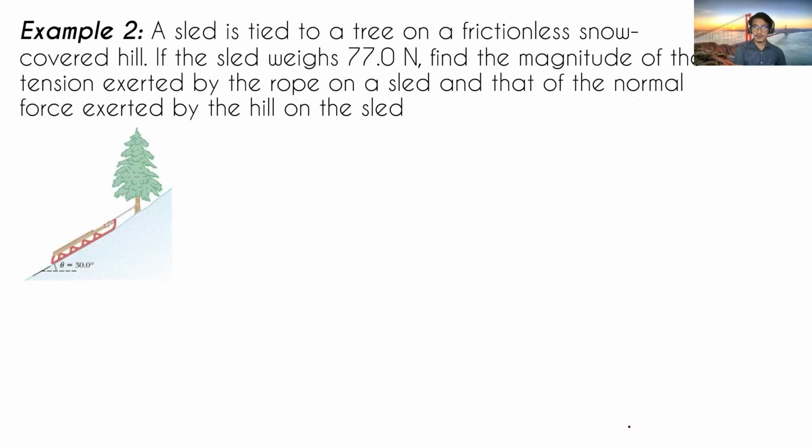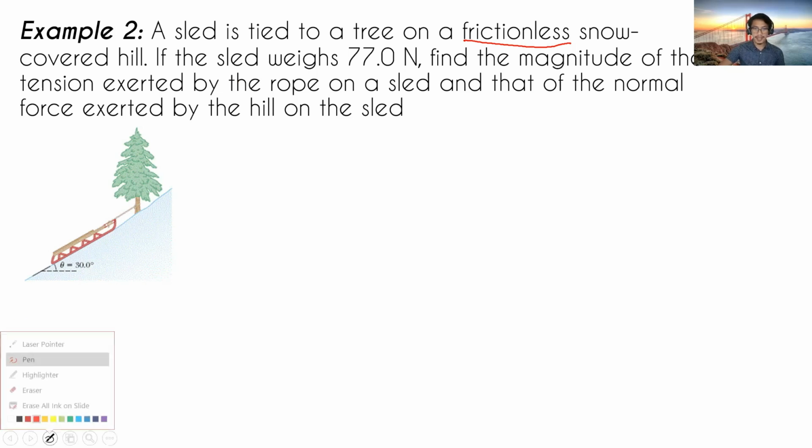A sled is tied to a tree on a frictionless, take note of the word, it is frictionless, snow-covered hill. If the sled weighs 77.0 Newton, find the magnitude of the tension exerted by the rope on the sled and that of the normal force exerted by the hill on the sled.